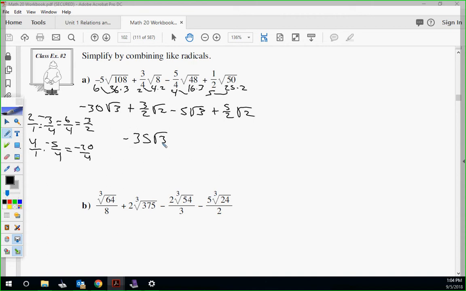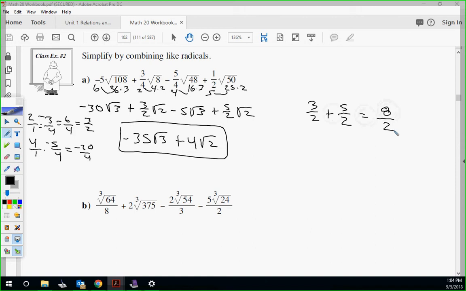3 over 2 plus 5 over 2. Remember, it's got a common denominator already, so that's good. 8 over 2, which is 4. And that's your simplified answer. Remember, 3 over 2 plus 5 over 2, we're adding fractions there. That's common denominator. 8 over 2, which is 4.